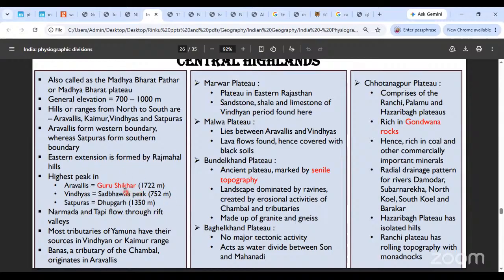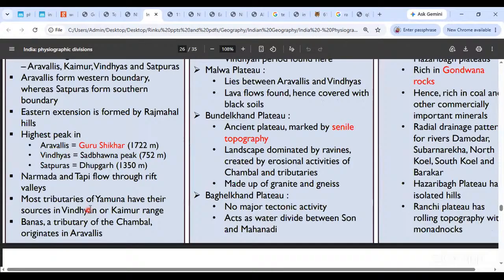In general, in the entire Madhya Bharat Plateau, this is the tallest peak also, Guru Shikhar. Vindhyas, you have the Sadbhavana peak, and in the Satpuras, you have Dudhgad. It's a famous hill station over there. So I suppose you must have heard of it earlier. Narmada and Tapi famously flow through rift valleys.